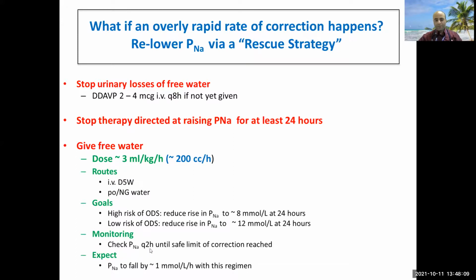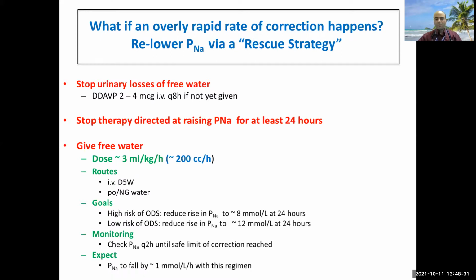Monitoring: just check plasma sodium maybe every 2 hours. If you're a patient in ICU, I prefer to manage your severe hyponatremia in the ICU rather than the ward. At least we can follow up urine output, plasma electrolytes, and urine osmolarity and electrolytes every 2 hours, whatever you need, until the safe limit of correction is reached.